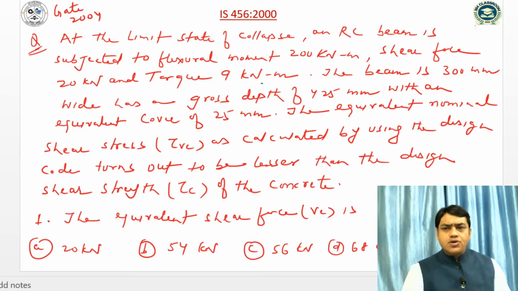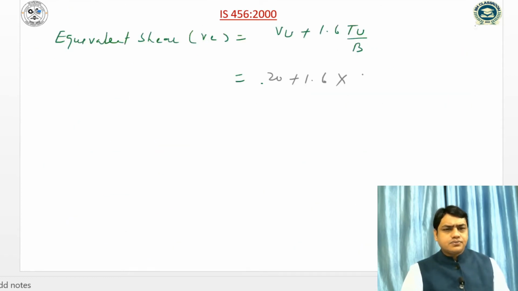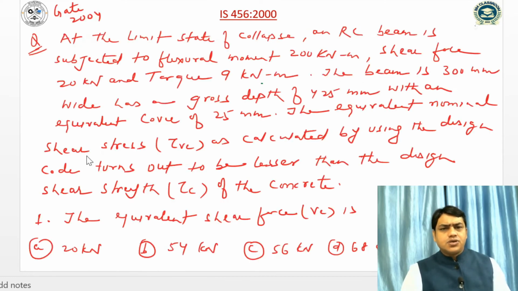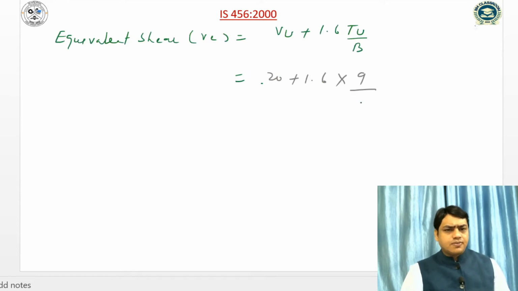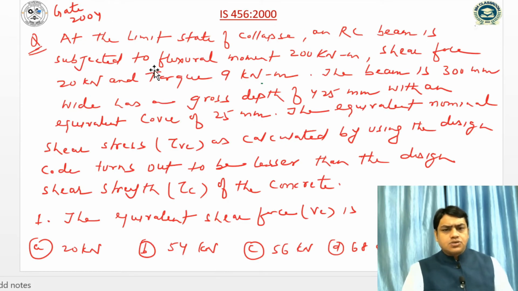So TU is given, 9 kilonewton meter. So it will be 9 divided by width. Width is given, that is 300 mm, so it will be 0.3 meter. So if I compute the equivalent shear, it will be 20 plus 1.6 into TU, 9 divided by 0.3. So it is 68 kilonewton. So if I see the options, D option is correct. The equivalent shear is 68 kilonewton.